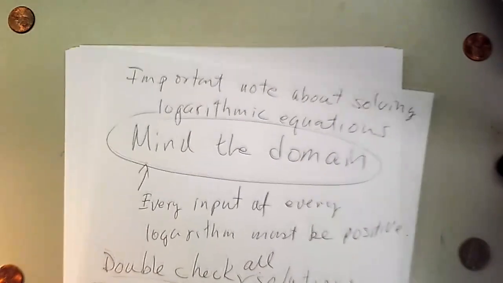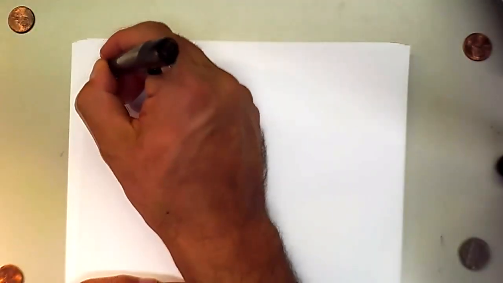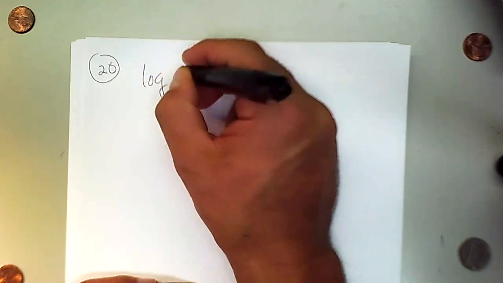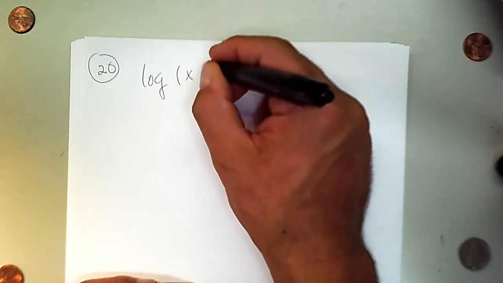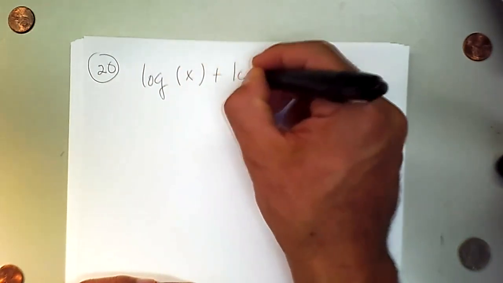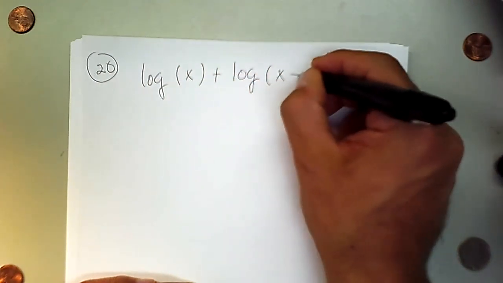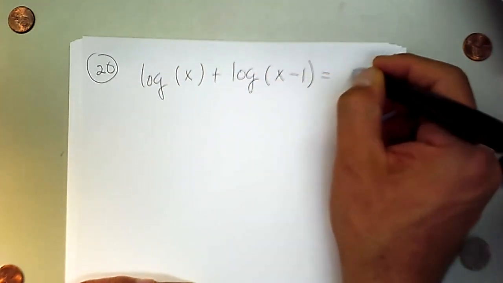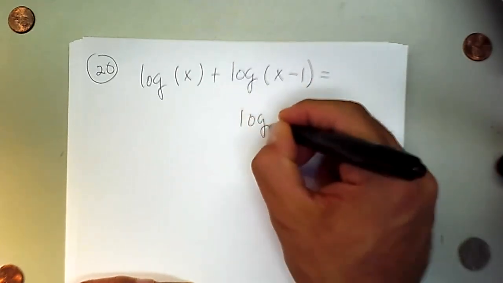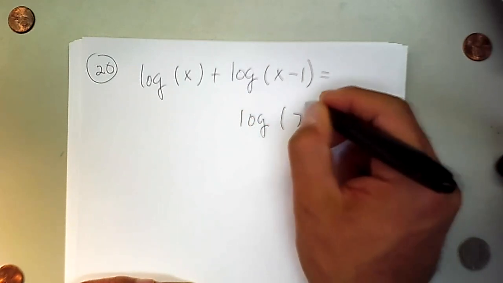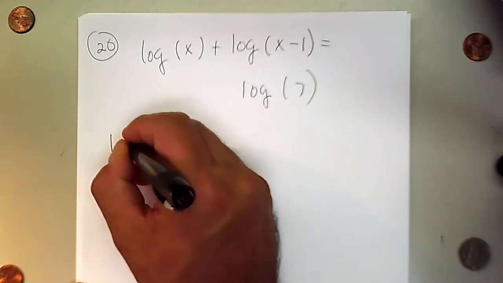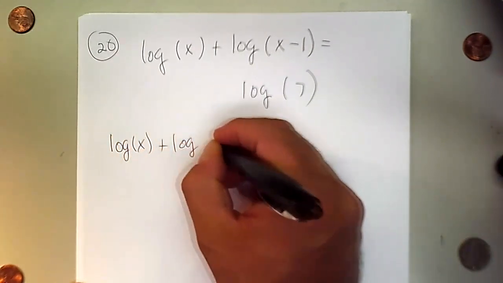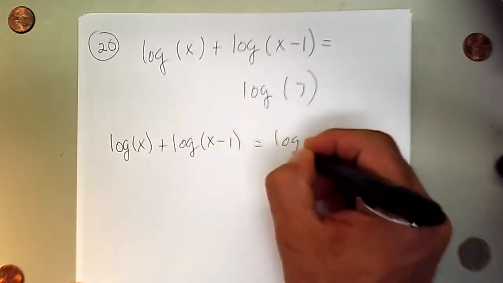If we have more than one logarithm, say, example 20, logarithm base 10 of x plus logarithm of x minus 1 equals logarithm of 7. I'm going to rewrite it on one line: logarithm x plus logarithm x minus 1 equals logarithm 7.